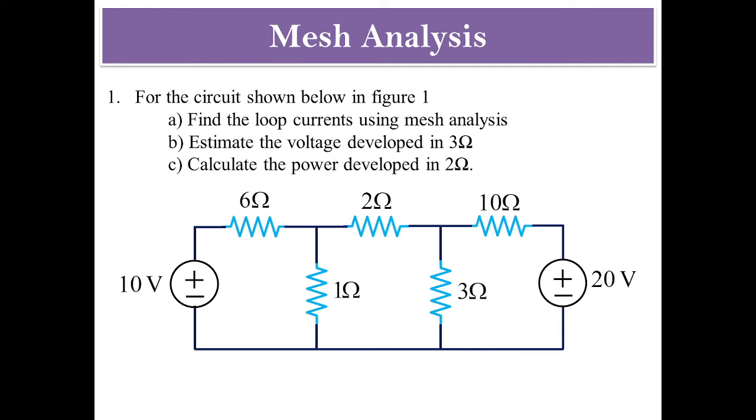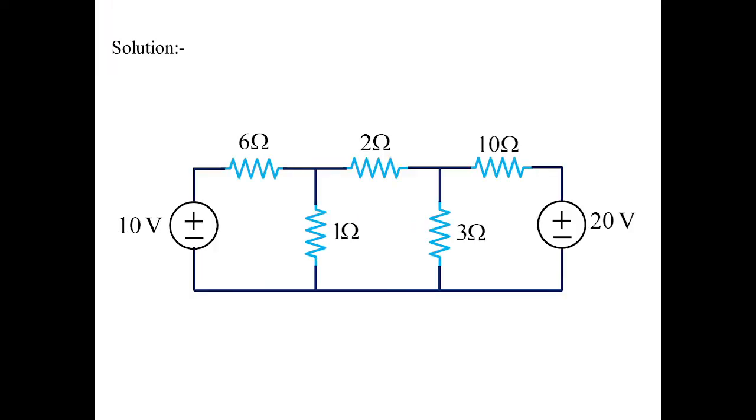Let us start our problem with introduction of mesh analysis. Problem number 1: for the circuit shown below in figure, find the loop currents using mesh analysis, estimate the voltage developed in 3 ohms and calculate the power developed in 2 ohms.